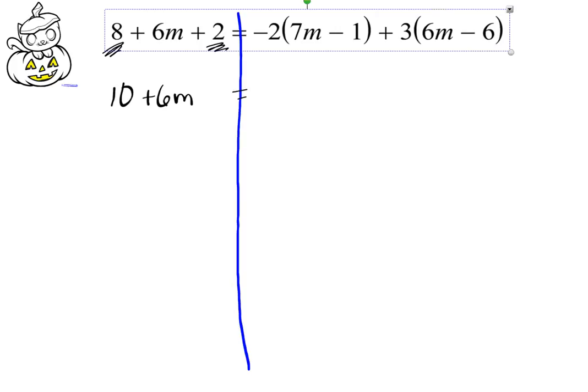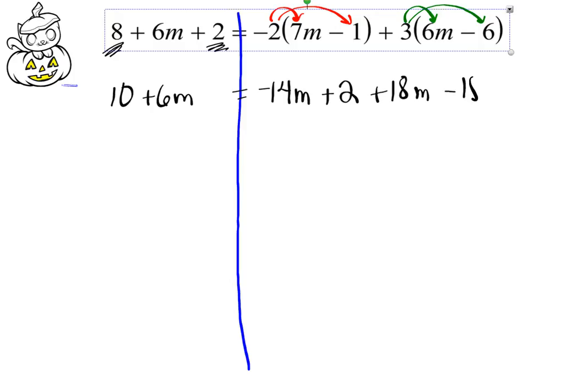On the right-hand side, I have some distributing to do. So I have negative 14m plus 2. I have this 3 that has to distribute to both of these guys over here. So I have plus 18m minus 18.